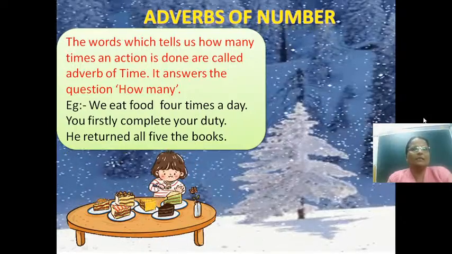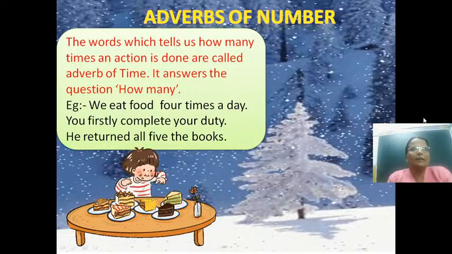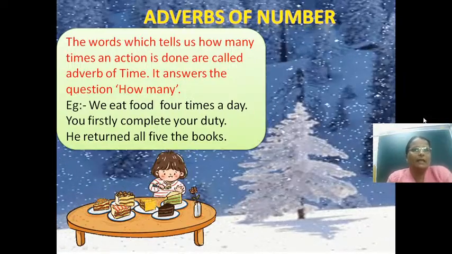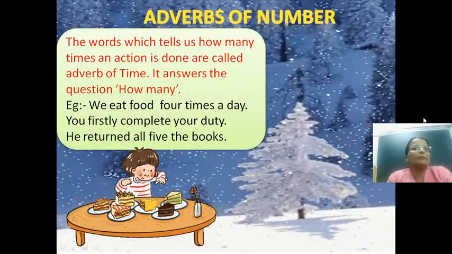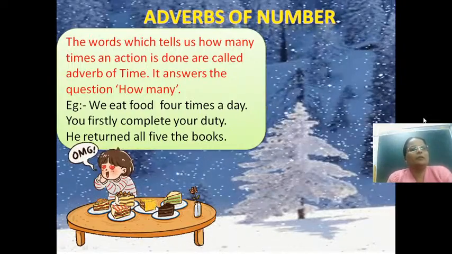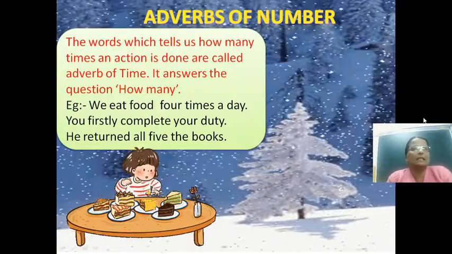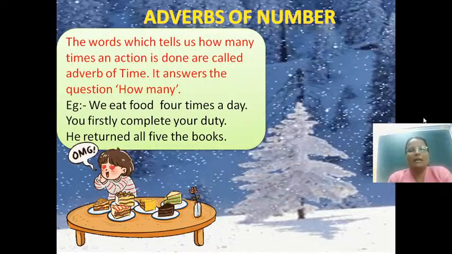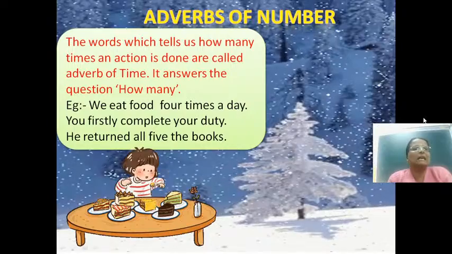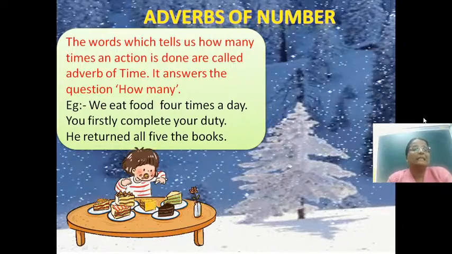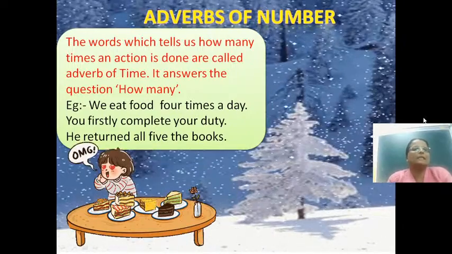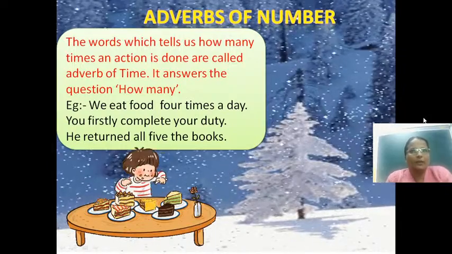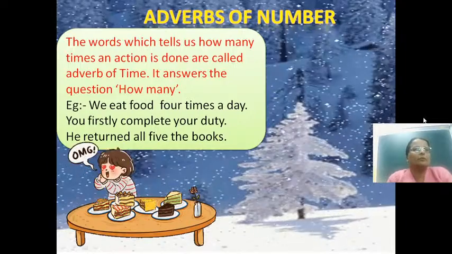The words which tell us how many times an action is done are called the adverb of number. It answers the question how many. When we ask how many, you know that always we get a digit as an answer, right? So here you must understand that adverb of number always answers in a digit. The answer will be always a digit, a numeral. For example, we eat food 4 times a day. How many times do we eat food?